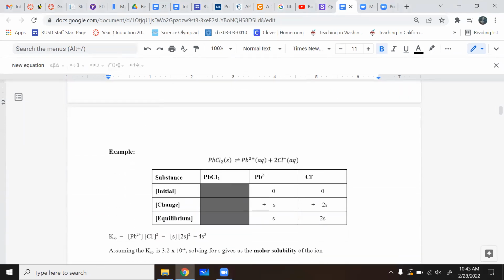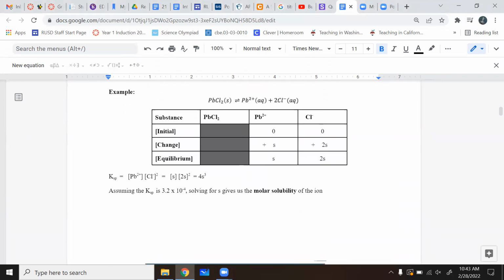So here's an example. We have lead 2 chloride here. So there's our solid lead 2 chloride, and that's going to be in equilibrium with the lead 2 plus ion and 2 chlorine ions. So if we want to know what its molar solubility is so that we can determine how much will dissolve, etc., we want an ice table.